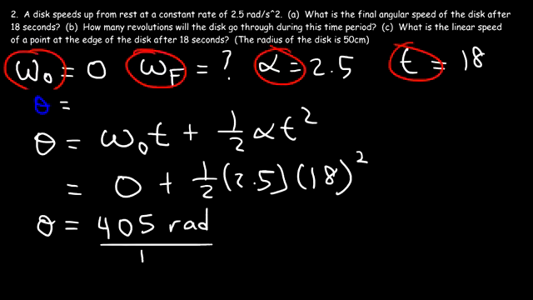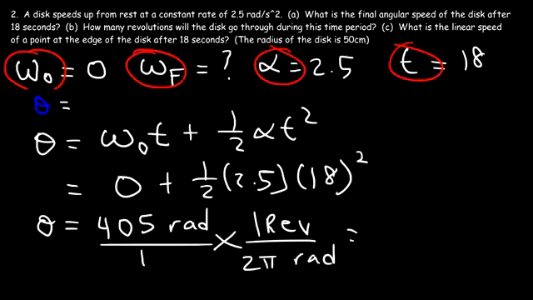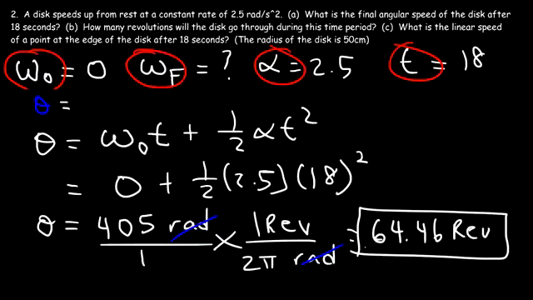Now we need to convert this to revolutions. So 1 revolution, as we know, is 2 pi radians. So let's take 405 and divide it by 2 pi. So you should get 64.46 revolutions. So that's the angular distance that the disk travels during this time period.